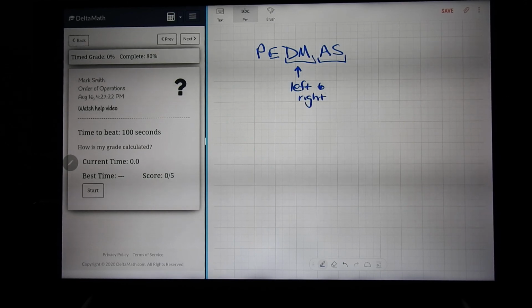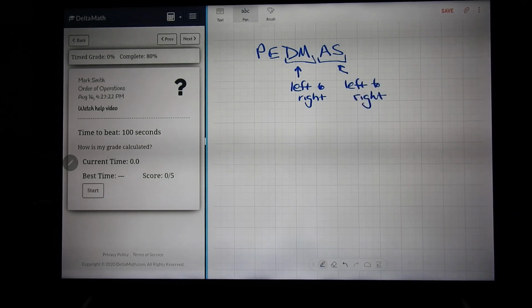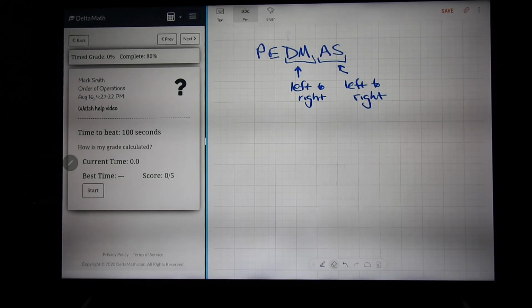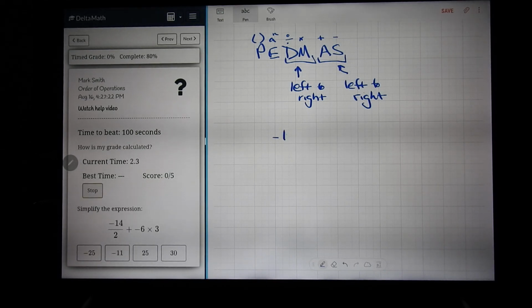Okay, and this we also do left to right. All right. Okay. All right. Are we ready? So parentheses, exponents, division, multiplication. So division looks like a little guy. All right, so we have division, multiplication, addition, and subtraction. And this is our exponent, and this is our parentheses. Okay, ready, set, go. All right, so we have negative 14 over 2.